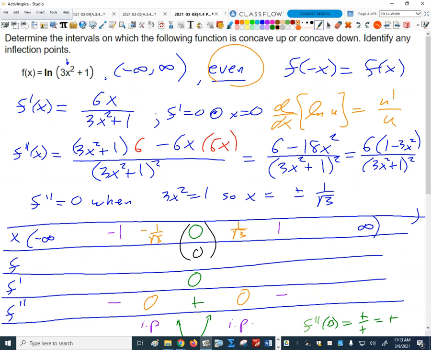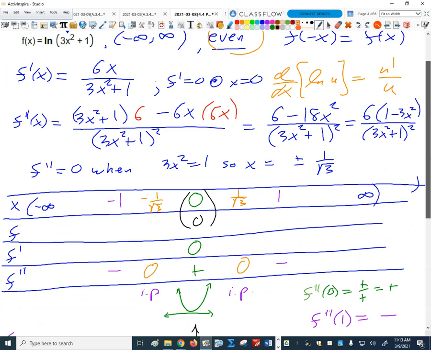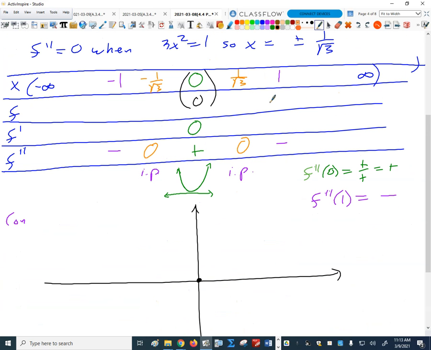Oh, actually, that wasn't 0, was it? Oh, yeah, it was. Right? If I plug in 0, I get the log of 1, which is 0. If I plug in 1 over the square root of 3, oh, that's going to work out okay. I just get log 2. So I get the ordered pair x equals 1 over radical 3, y equals log 2. Same on both sides. So I'm going to get an inflection point up here.